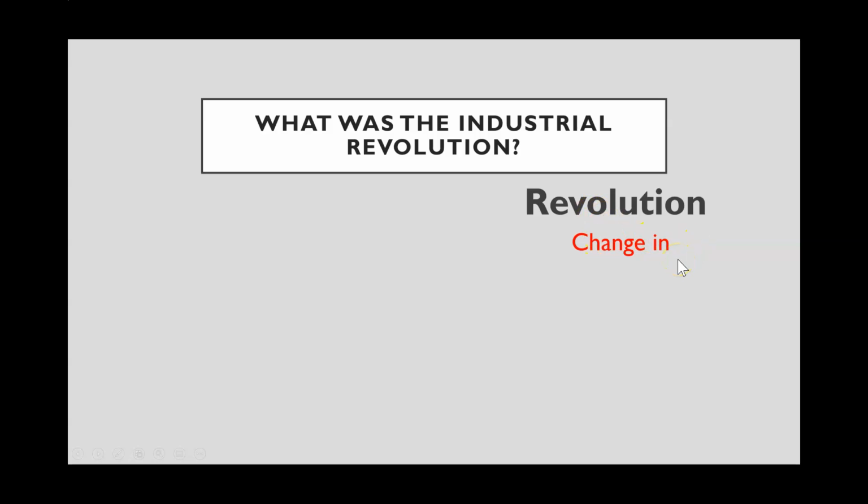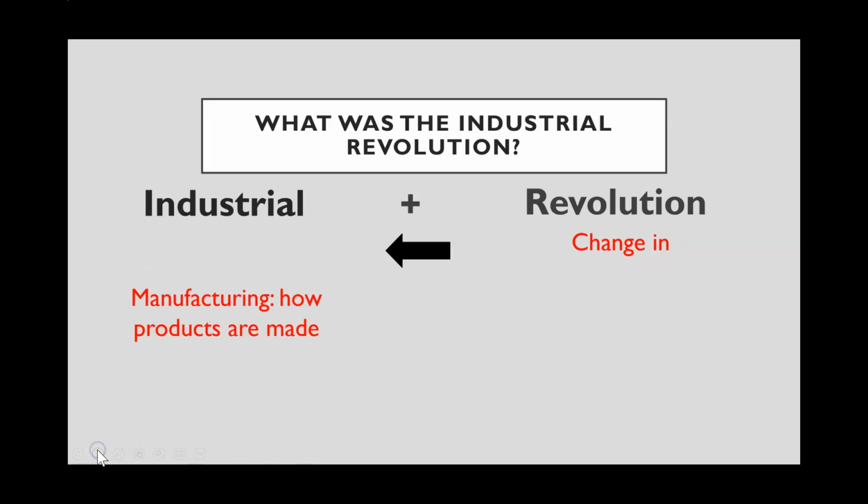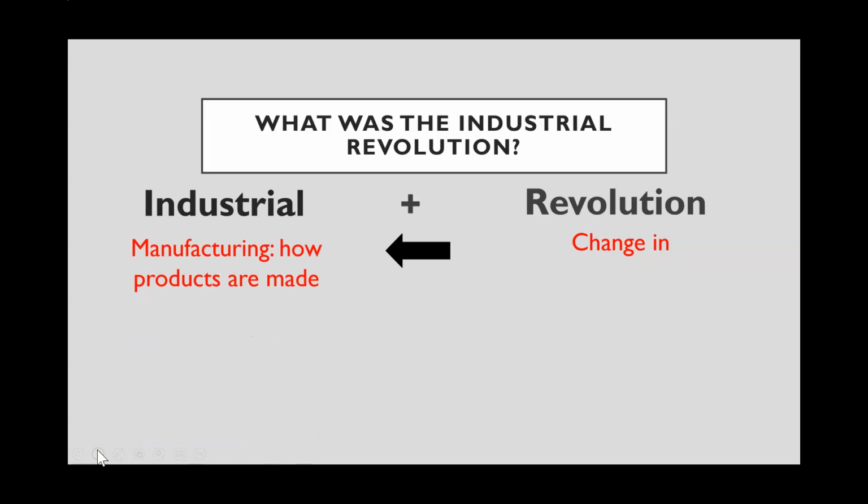And if you think about the French Revolution, which we just talked about, that was a change in government. In this case, we're talking about the Industrial Revolution, so it's going to be a change in something that's industrial. And industrial means manufacturing, or how things are made. If you put those two words together, you have a change in manufacturing, or how products are made. And that is what the Industrial Revolution is all about.